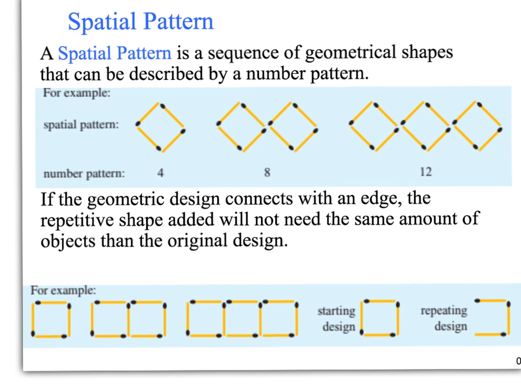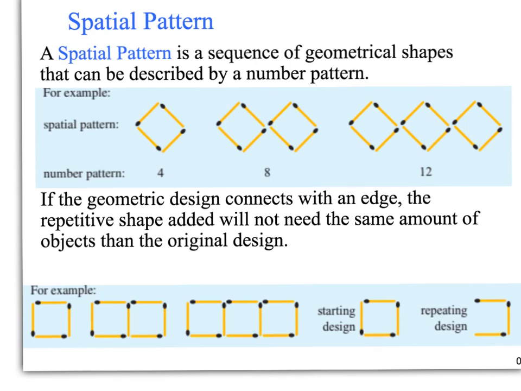Okay, so a spatial pattern is a sequence of geometrical shapes that can be described by a number pattern. So here you can see we've got a shape, and it's got 4 matches here. So the number pattern is 4, 8, 12. So for every 1 shape you have 4, 2 shapes 8, 3 shapes you have 12. This is quite a basic pattern.